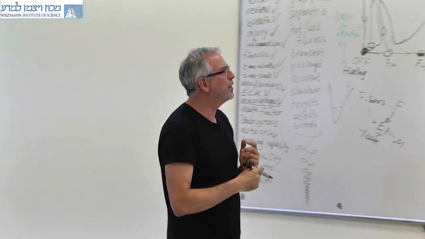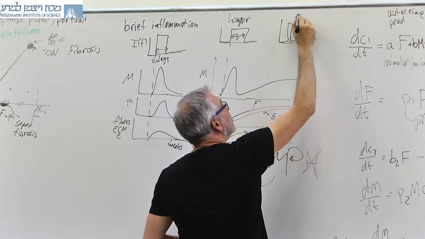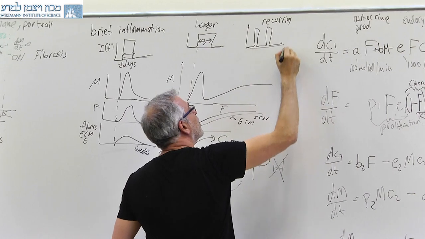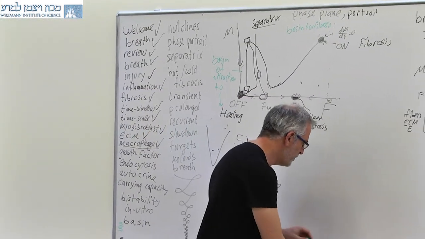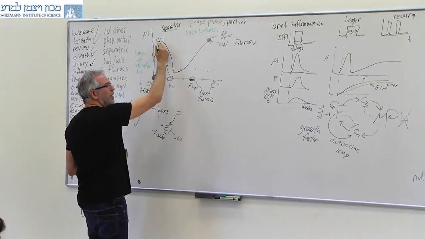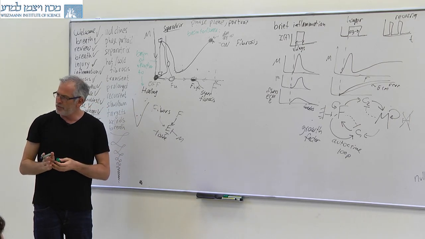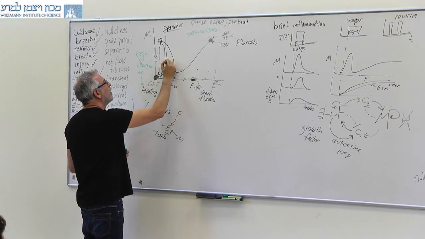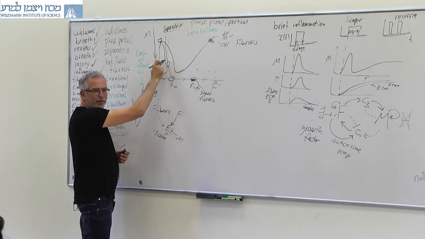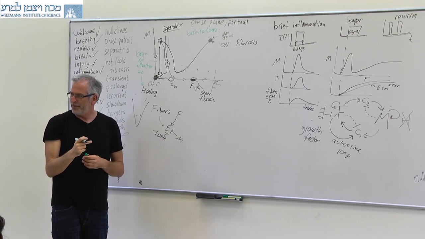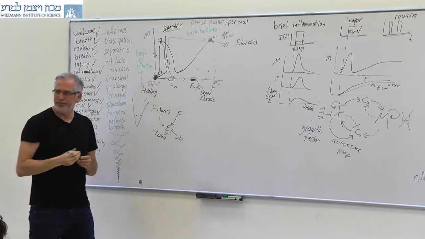If we have a series of brief injuries, this is the first scar. It doesn't make inflammation. But if within a week or so I have another injury, see what happened? Now my initial condition isn't here. It's here because of the previous injury. And then you get a trajectory like this, potentially without even crashing.